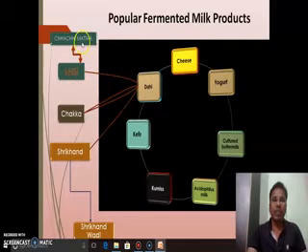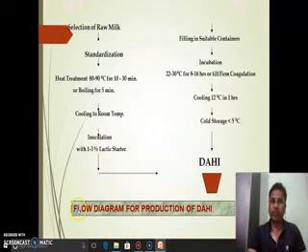So all these products, that is the chakka, chach, lassi, srikhand and srikhand vadi, are prepared by using dahi. So dahi is the main base product for the preparation of all these, that is the chach or mattha, lassi, chakka, srikhand and srikhand vadi.